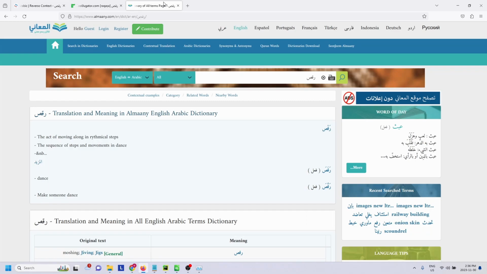And if you want to get more confirmation like I do, because I'm always scared that I'm going to write down the wrong pronunciation, or I'm going to write down the wrong word, and then I'm going to learn something that is literally incorrect, you can also look it up on this third website, Almaany, and then compare all 3 of them.